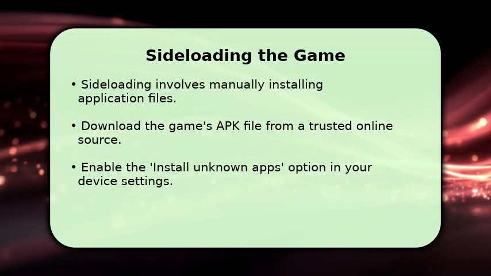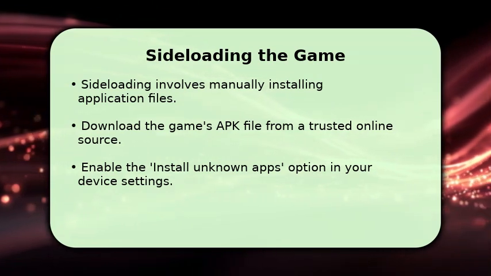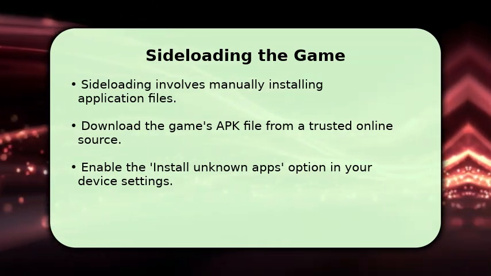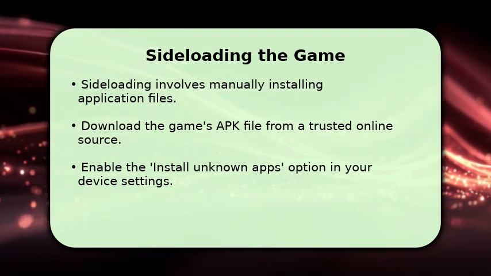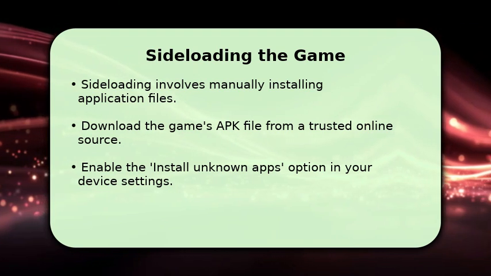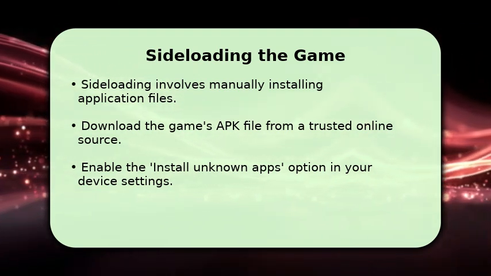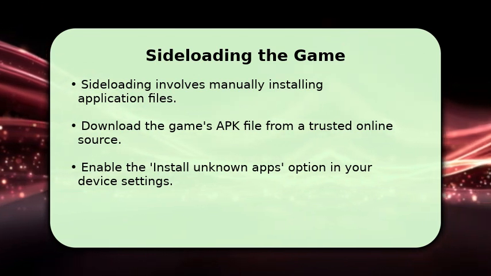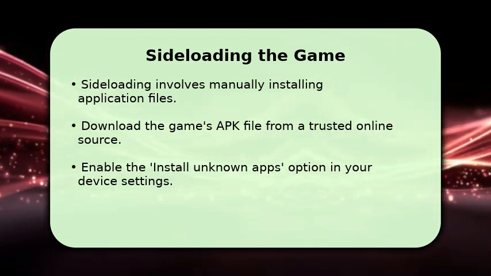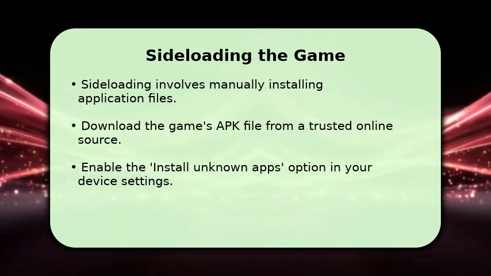For Android users, sideloading is another viable option. This means installing the game directly using its APK file. You'll need to find a reliable website to download the Fall Guys mobile APK. Before installation, navigate to your phone's security settings and enable the option to install unknown apps. While convenient, always be careful and only download from sources you trust to avoid potential security risks to your device.